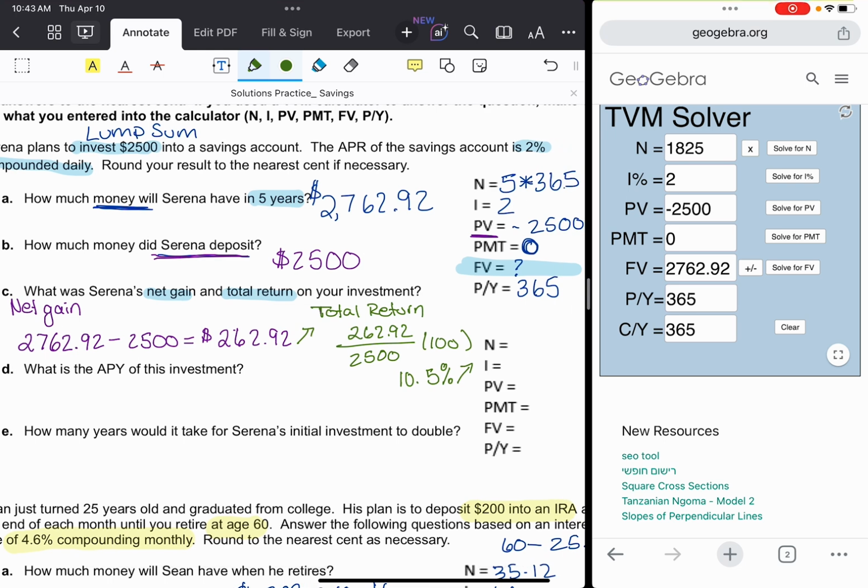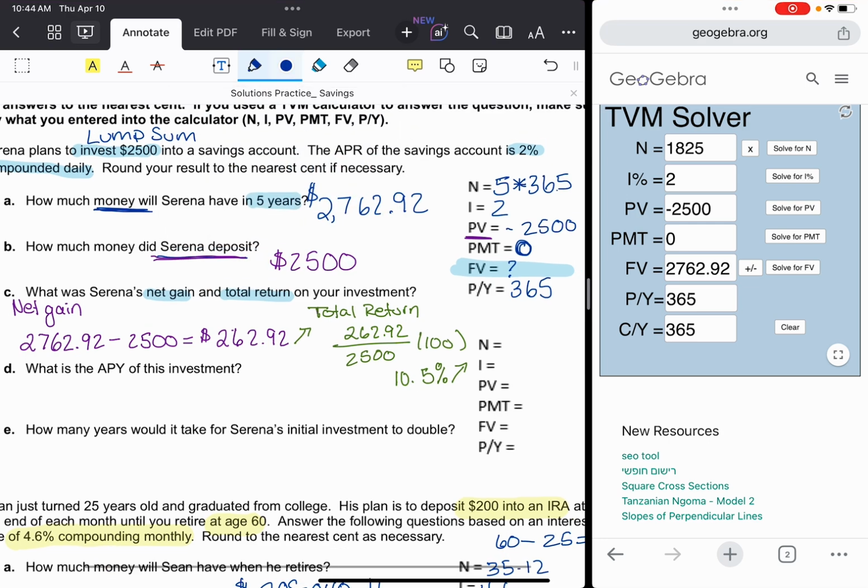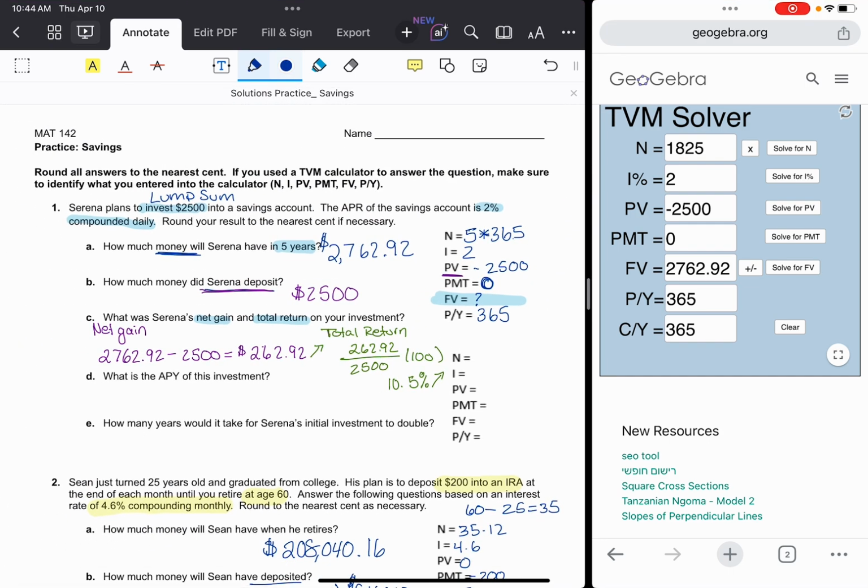All right, next up. What is the APY of this investment? So remember, with APY, we can think of this a few different ways. So one, we can think of it as our annual return, which I personally find the easiest since I already have two values. And so the annual return, remember, is your newer value divided by your original value. And then we're going to raise that to the 1/5 power.